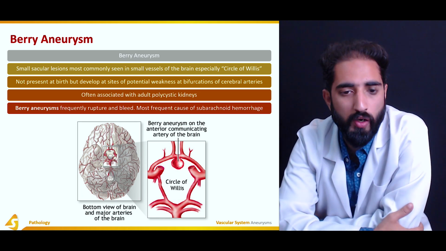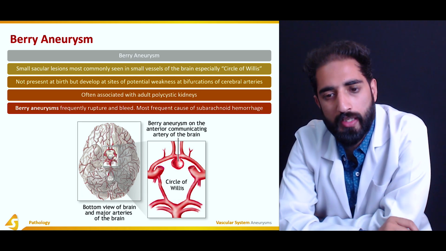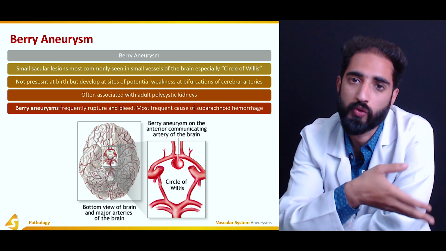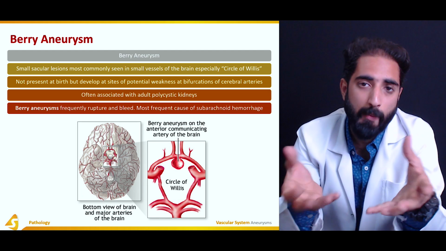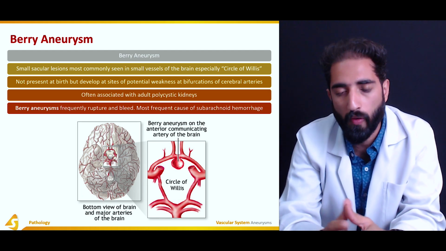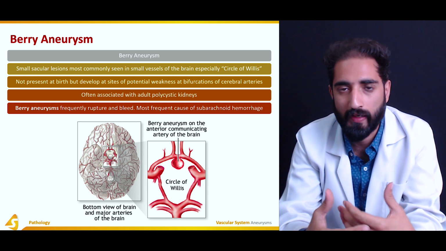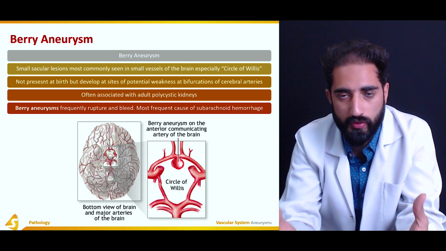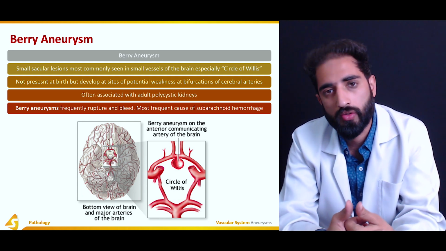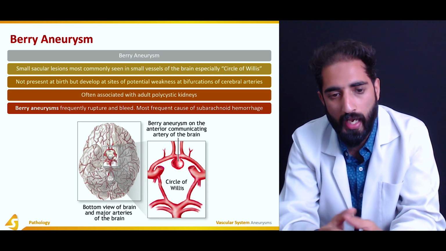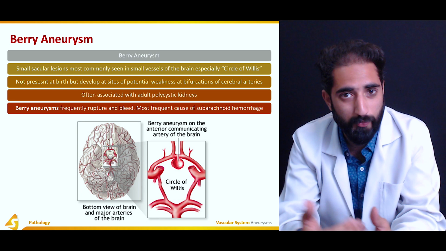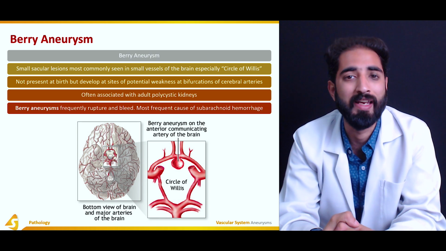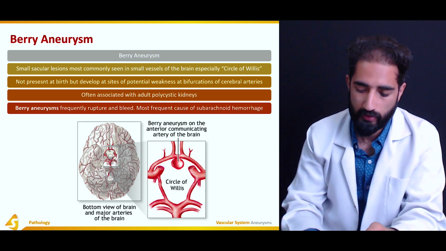It is not present at birth but develops at sites of potential weakness or at bifurcations of the cerebral arteries. Cerebral arteries supply the cerebral hemispheres of the brain, so they are very important, and if their blood supply is problematic or occluded, it results in stroke or cerebrovascular accidents. It is often associated with adult polycystic kidneys, and Berry aneurysms frequently rupture and bleed, which is why they are the most frequent cause of subarachnoid hemorrhage in the brain.